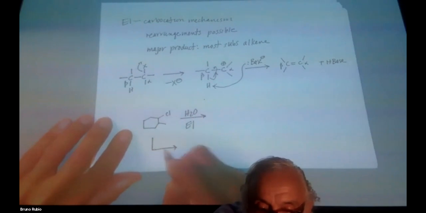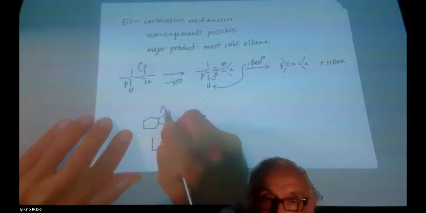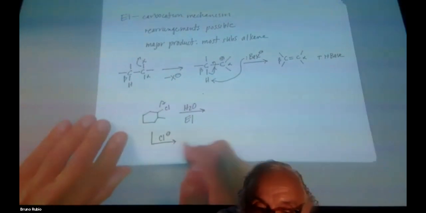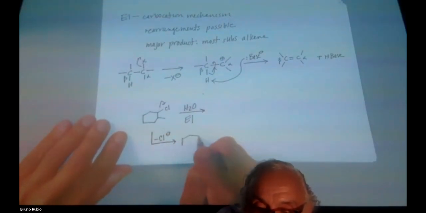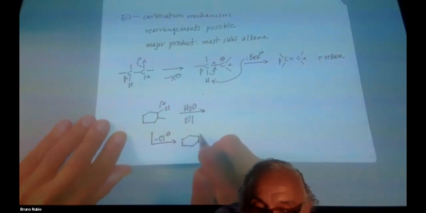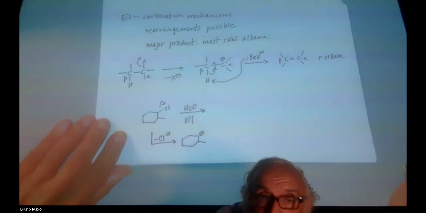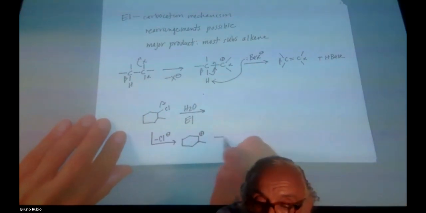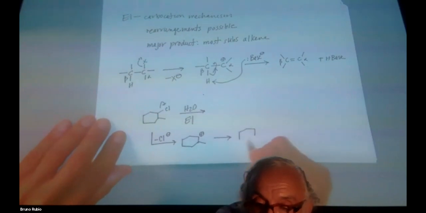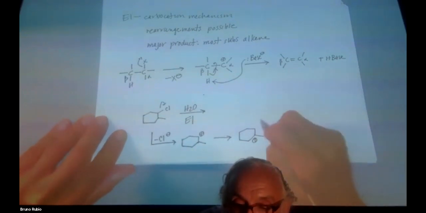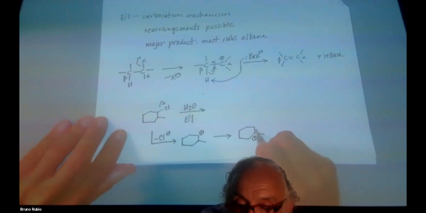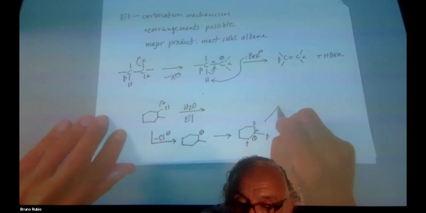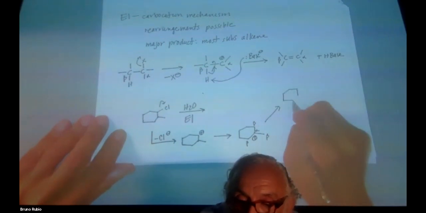It's E1. So that means the first step is the departure of Cl minus. We get this carbocation, right? Uh-oh, this is going to be able to rearrange from a secondary to a tertiary. So there's a rearrangement to a tertiary. And now this is our alpha carbon, and there are our beta carbons. And so we have several possibilities here.